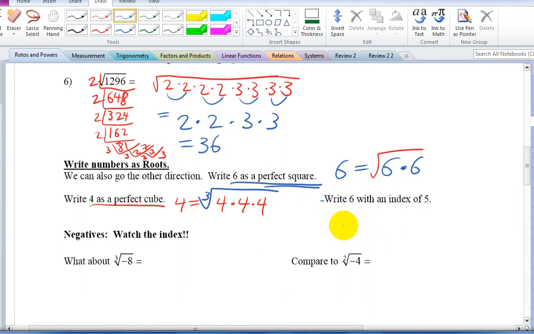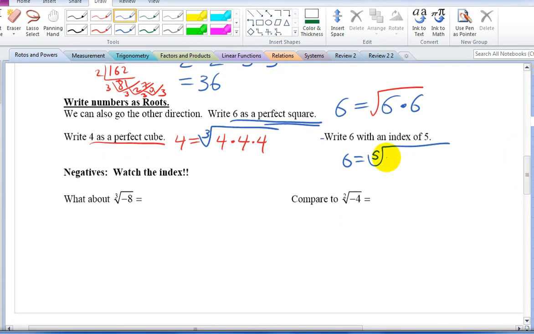Write 6 with an index of 5. What would go inside there? How many would there be? Yep, 5. Okay. Good.